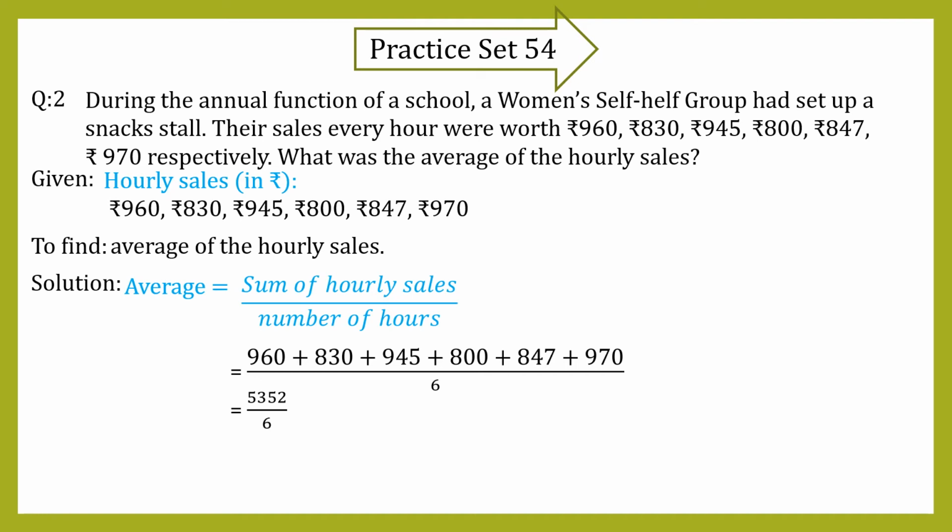So now let's divide 5352 by 6. Now on division, we'll get answer as 892. And the unit is rupees, since the sales were in rupees, so we can write the final answer. Therefore, the average of the hourly sales is rupees 892.